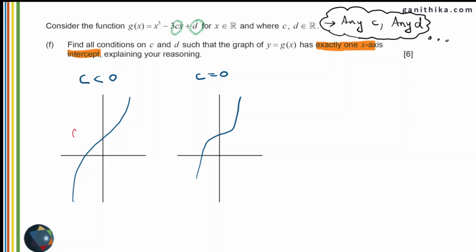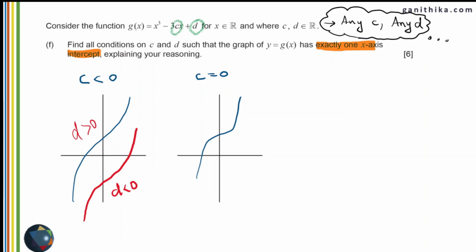In this case, you have d positive because d was equal to 2. Therefore, the y-intercept is above the x-axis. So these two cases are for d equal to 2. Whereas when d is less than 0, the graph would come down. Y-intercept will be below the x-axis. Therefore, it will be a vertical shift of the graph.